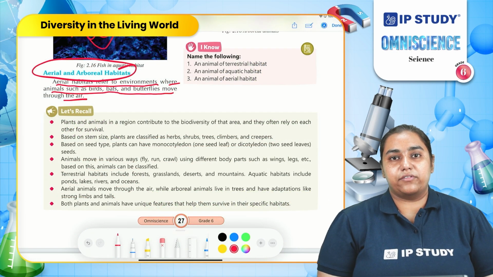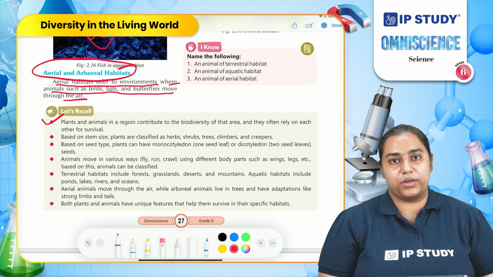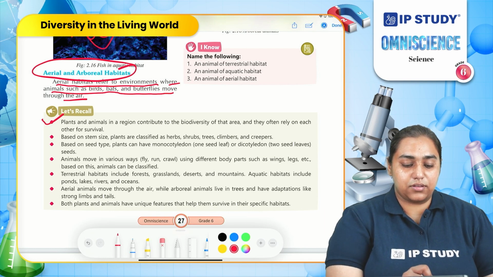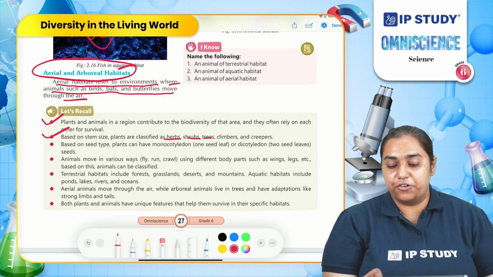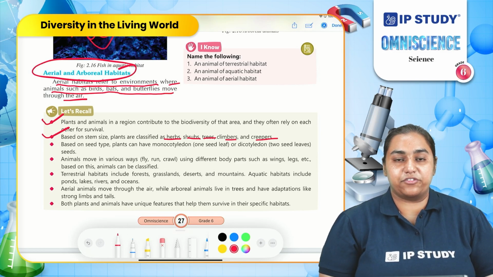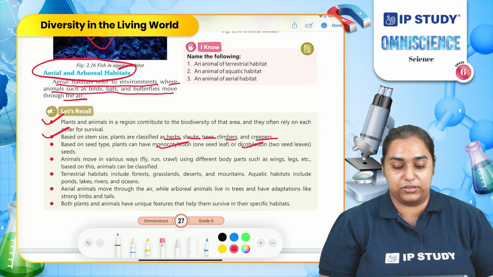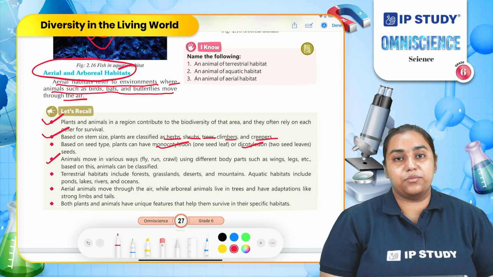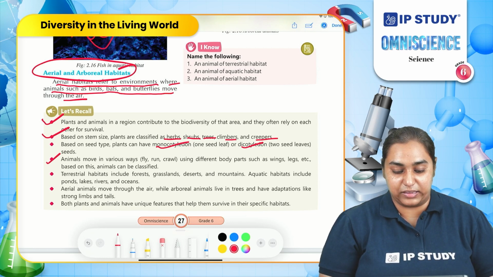Now that we have covered all the habitats, let us recall each one of them one by one. Plants and animals in the area form their biodiversity. Based on the stem size, plants can be classified as herbs, shrubs, trees, climbers and creepers. There are two types of seeds found in plants, which are monocotyledons and dicotyledons. Animals can move in various ways. Based on their movement, they can be categorized and grouped easily.